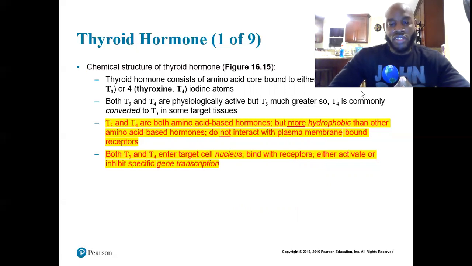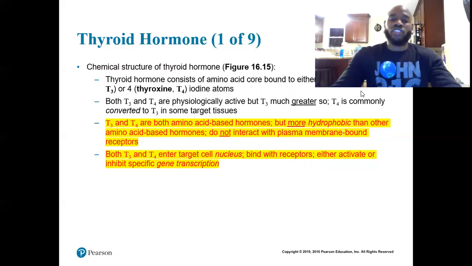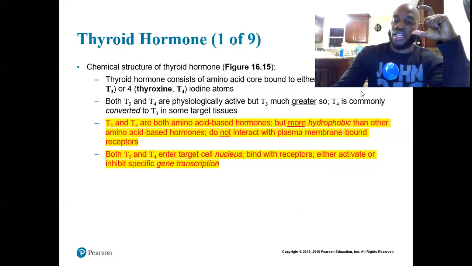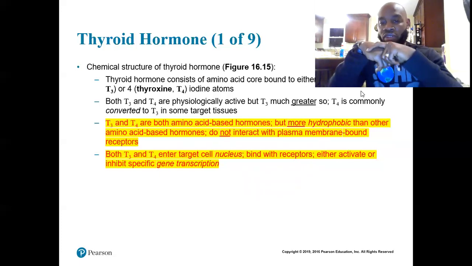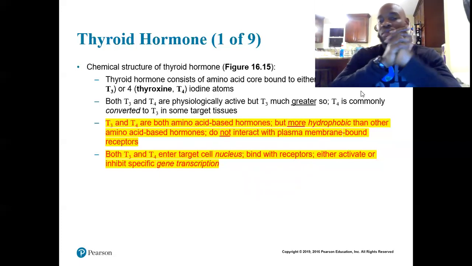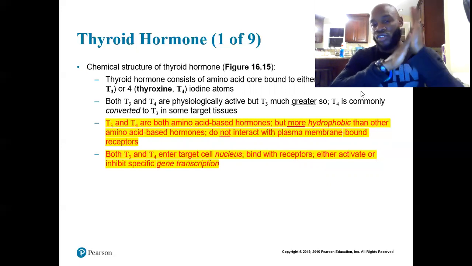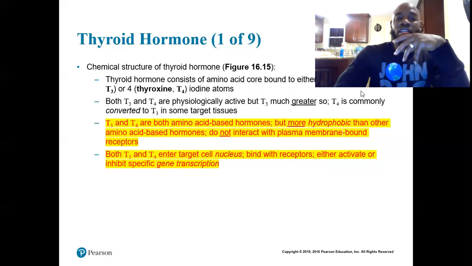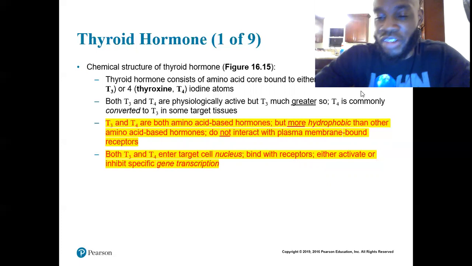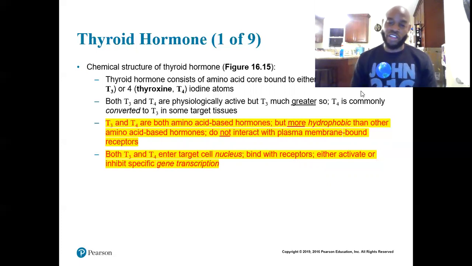Right, so these T3 and T4 enter the target cell nucleus. They don't bind to receptors on the plasma membrane, but they pass through the plasma membrane and bind with receptors on the nucleus. Once bound, the receptors either activate or inhibit gene transcription. So that means they are passing through the plasma membrane into the nucleus and affecting gene transcription that's in your DNA.